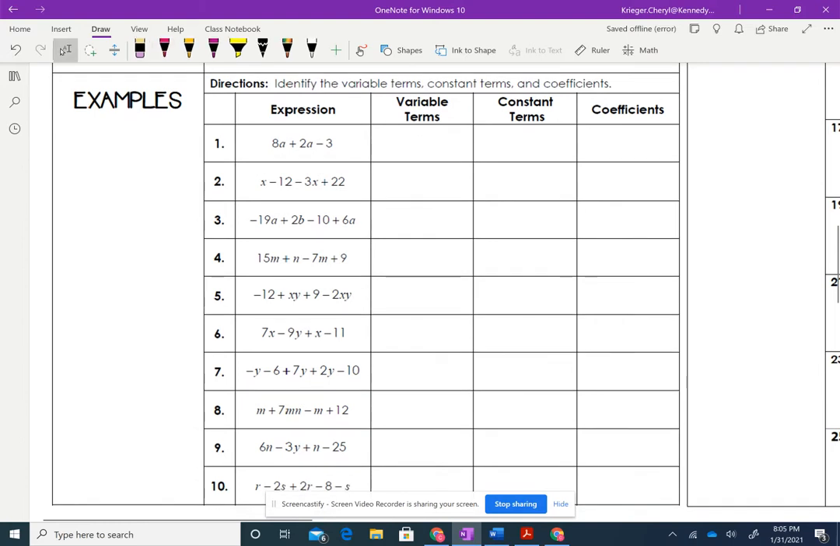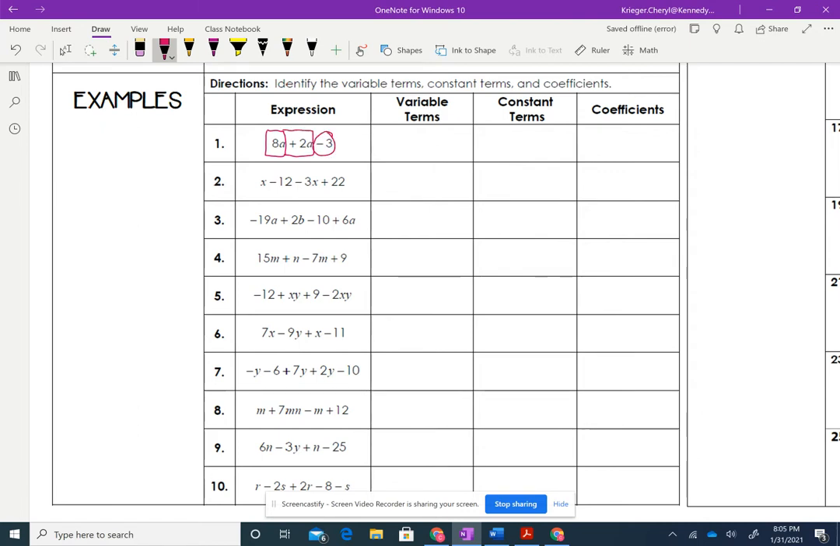So the next part of your notes is just practice separating all of the terms. So I'll do the odd problems and you guys can do the even problems. Number 1, we have an 8a. I'll draw a box around it because it's a variable term. A positive 2a, another variable term.